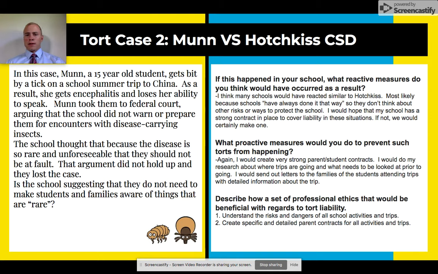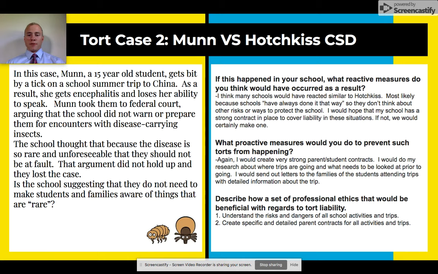So if this happened in my school, I think a lot of schools would probably have a similar reaction. It's a trip that they probably have done a lot, so they've just always done it that way, and maybe they just didn't dive deep enough into what those dangers might look like on each trip.